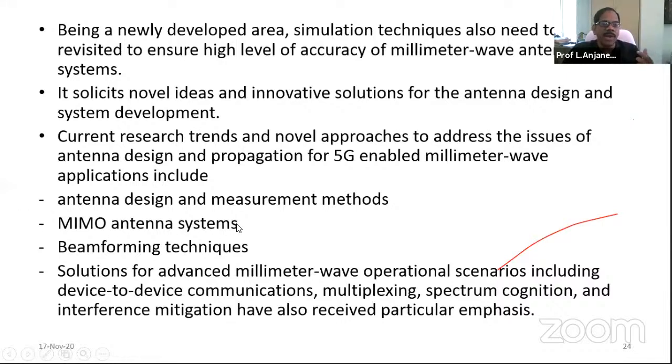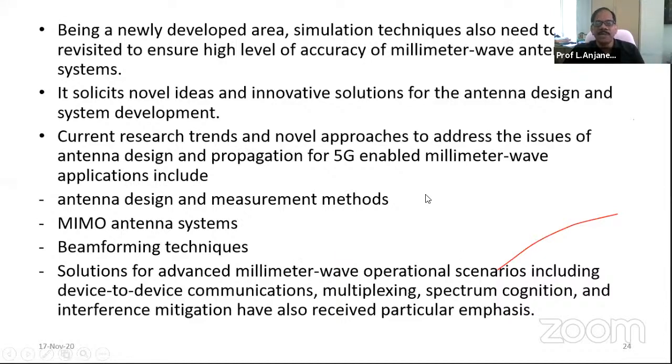antenna. In fact, massive MIMO antenna designs have come. Also, several beamforming techniques have been implemented. And there are several solutions proposed for advanced millimeter wave operational scenarios.